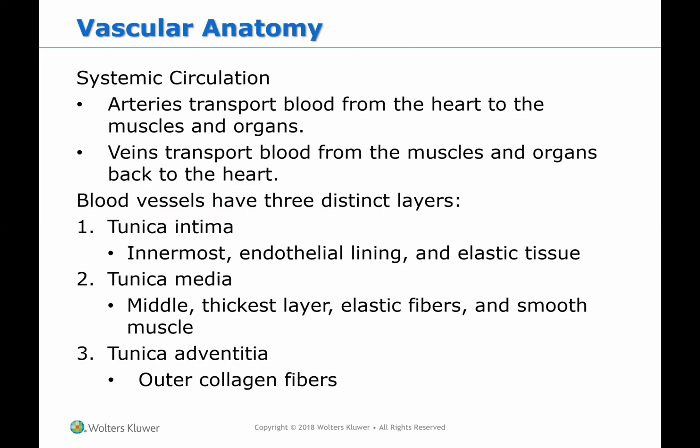Okay, here we go. Systemic circulation. Probably from your anatomy and physiology, you know that arteries transport blood from the heart to the muscles and organs, and veins transport blood from the muscles and organs back to the heart. Blood vessels have three distinct layers: the tunica intima, media, and adventitia. I've never been able to say this word, adventitia. You would probably do it better than me, but I know how to spell it. You need to know what arteries and veins do, and that they have three distinct layers.